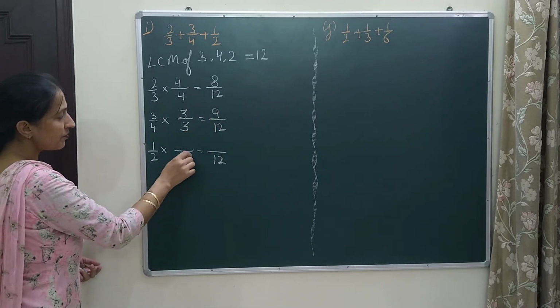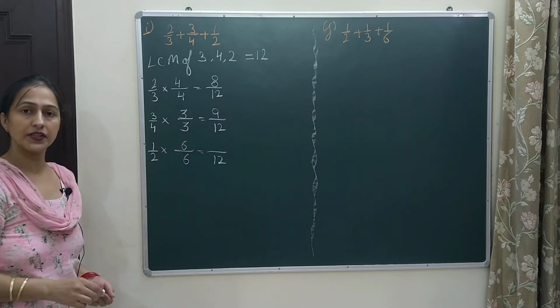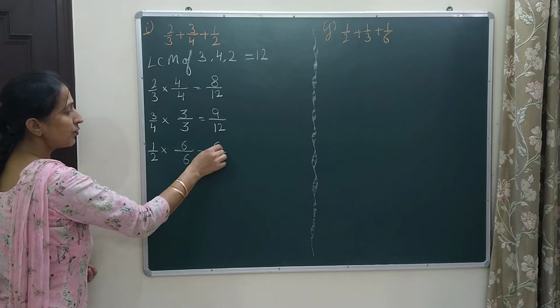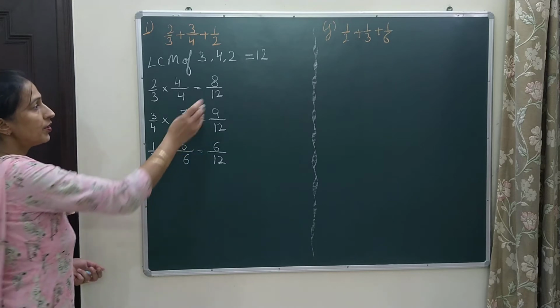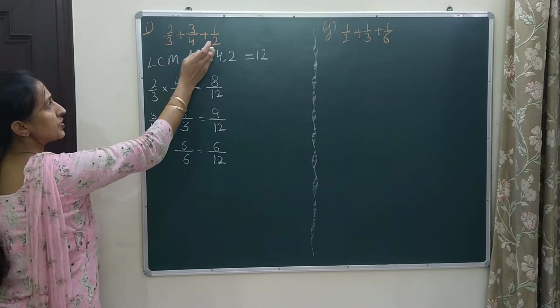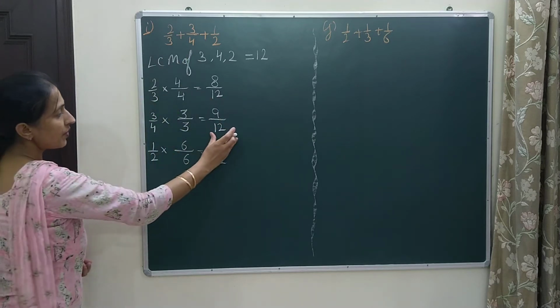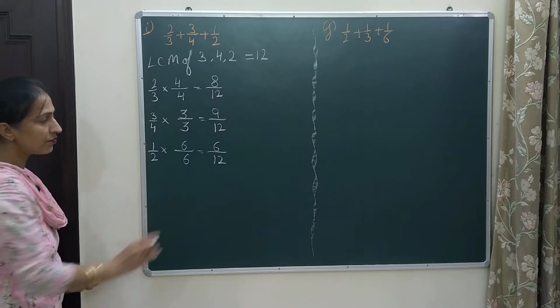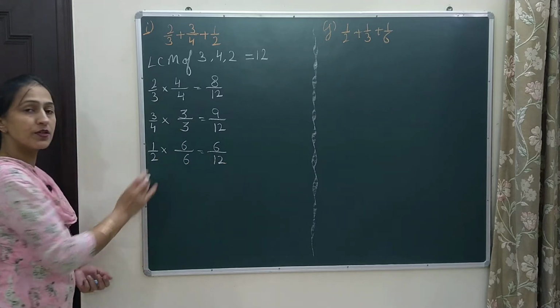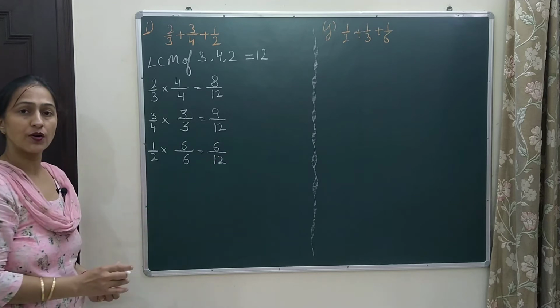Here which number should I fill, and that number is 6. And the same number I will write here in the numerator. So my new numerator is 6 now. Now we have 3 equivalent fractions for the given fractions. We have 8 by 12 which is equivalent to 2 by 3. We have 9 by 12 which is equivalent to 3 by 4. We have 6 by 12 which is equivalent to 1 by 2. So the value of these fractions has not changed.